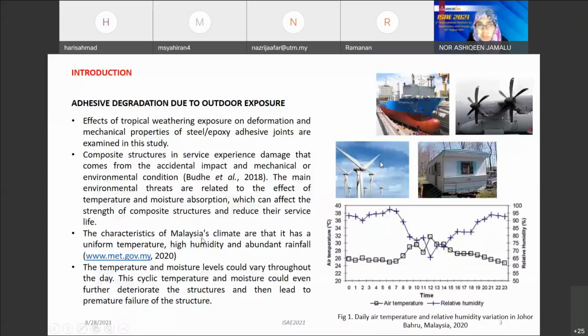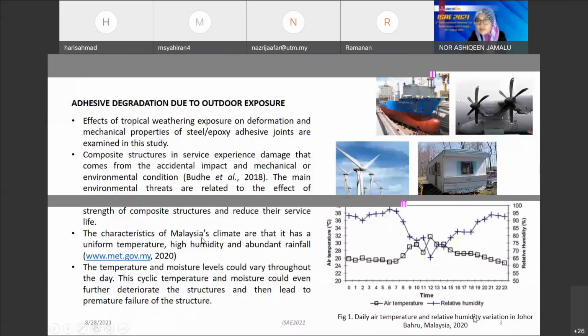Characteristics of Malaysia's climate are that it has a uniform temperature, high humidity, and abundant rainfall. Temperature and moisture levels could vary throughout the day. The cyclic temperature and moisture could further stress the structure and then lead to premature failure of the structure. Figure 1 shows the daily air temperature and relative humidity variation in Johor Bahru for 12 June 2020, showing the cyclic temperature and moisture.